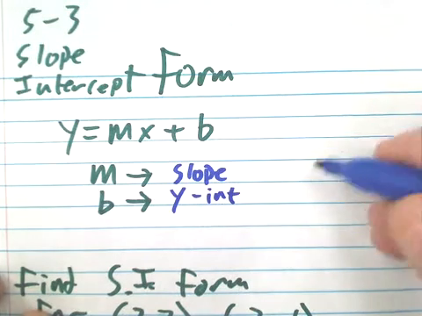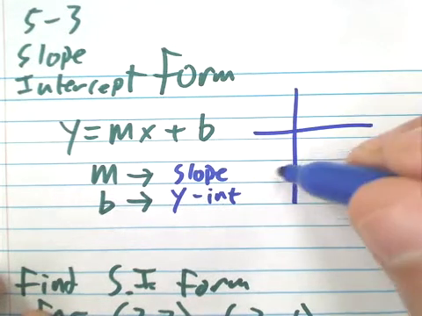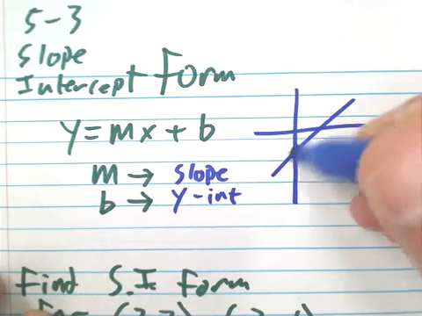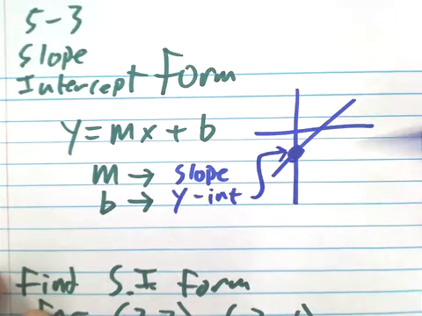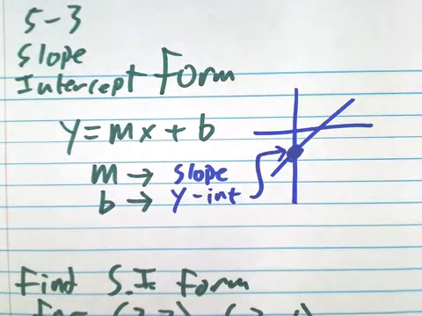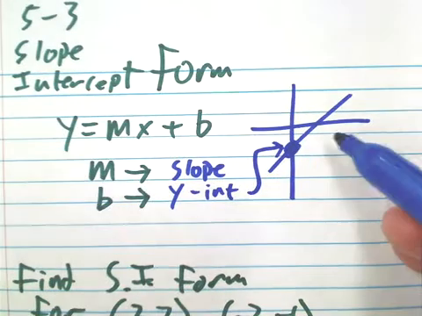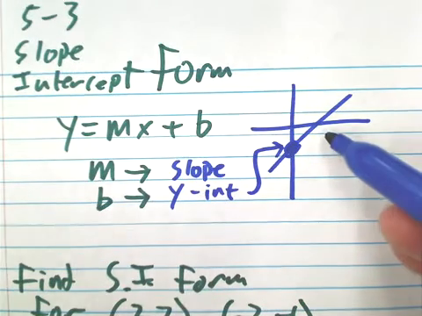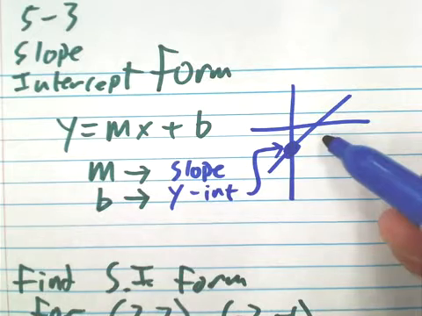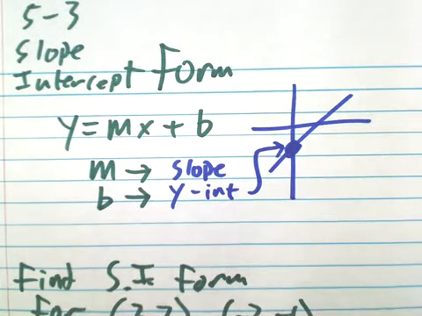And basically the y-intercept is where the line hits the y-axis. So if I have a line, that point right there, that is the y-intercept. That's where it hits the y-axis. The line also hits the x-axis somewhere usually, but I don't care about that for this particular form. I only need the y-intercept here. So the slope-intercept form, y equals mx plus b, m is the slope, and b is the y-intercept.